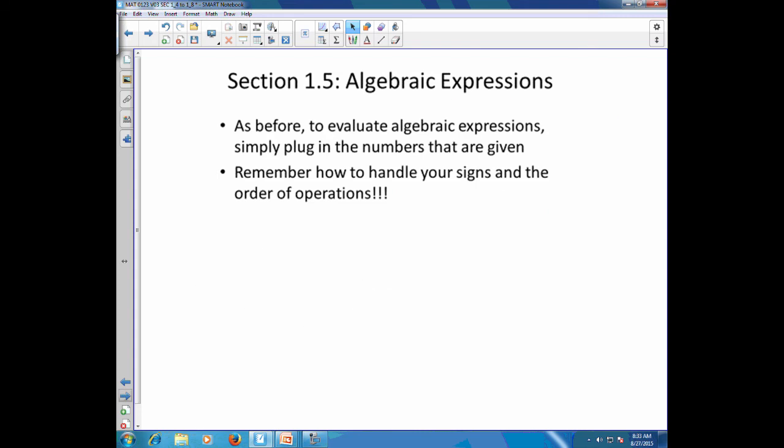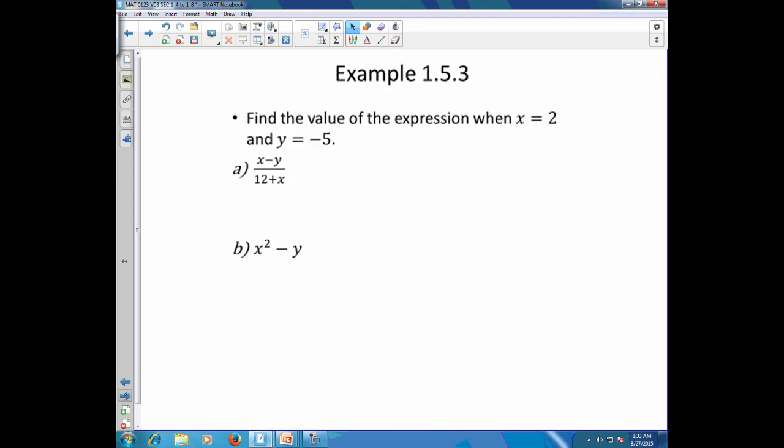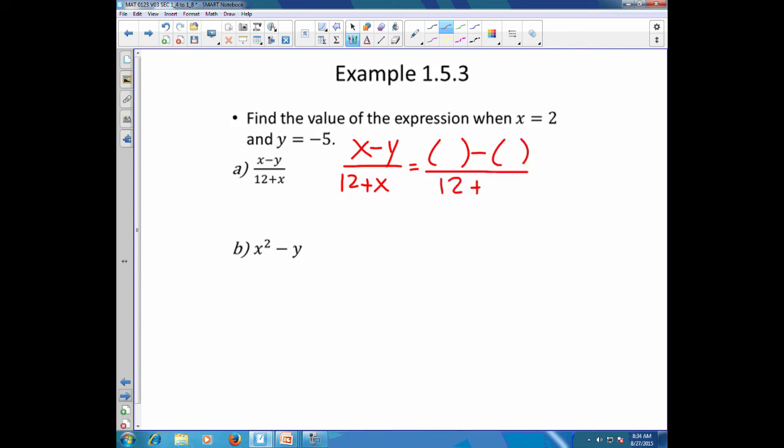So as before, to evaluate algebraic expressions, we just want to plug in the numbers that you're given. But remember now we're dealing with adding and subtracting real numbers, and we have to remember the order of operations. So we want to find the value of these expressions when x equals 2 and y equals negative 5. For the first one, x minus y over 12 plus x. So let's just take out the variables. We're going to replace them with parentheses. And then we're going to plug in our numbers. So x is 2, and y is negative 5.